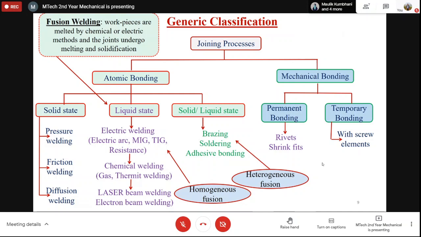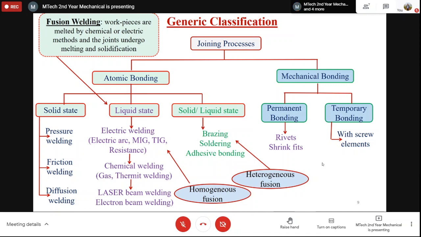So a generic classification is done here about the joining processes. There are various types of classification, and you can get different classifications in different books. There is no fixed classification. If you go through various books, you will get various classifications based on various aspects: what type of input energy is there, or what type of materials we are using. It is very difficult to understand them under one set of criteria for classification.